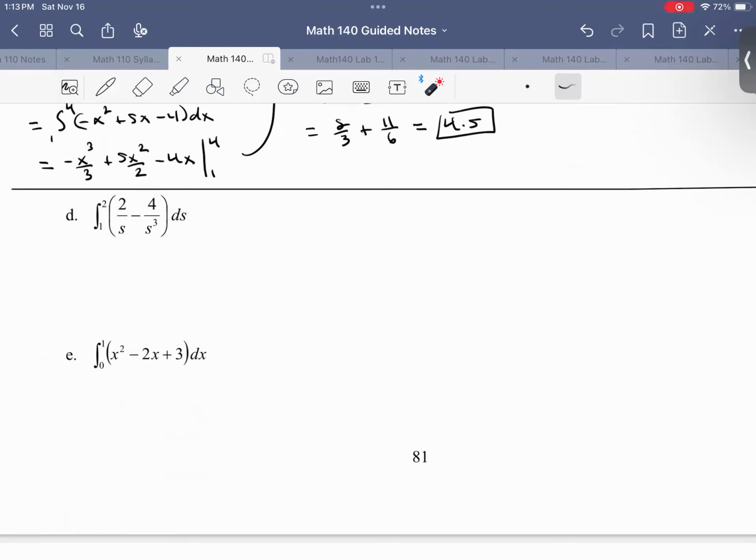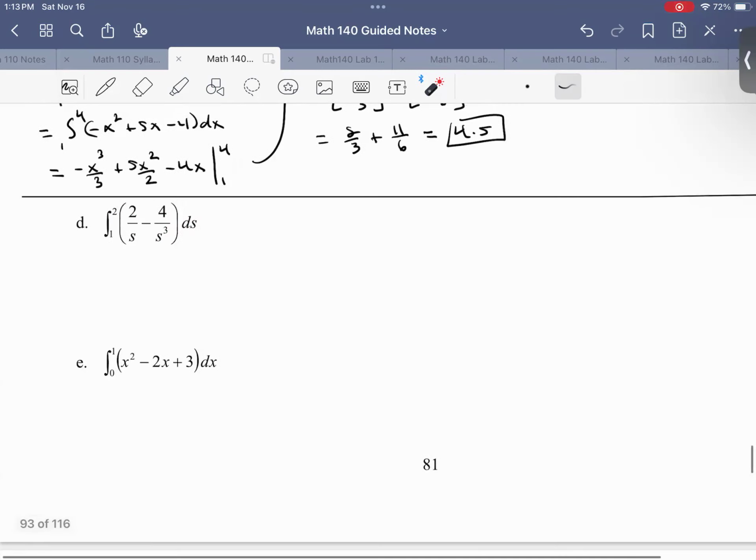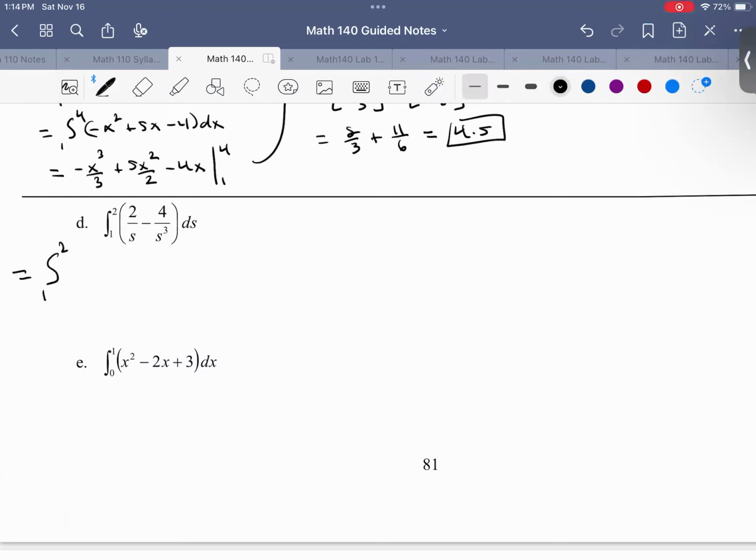So what I need to do is rewrite this s cubed. I'm going to move it up to the top, and maybe take out this 2 so that it'll be easier to see what the integration of 2 over s would become. But let's rewrite it. We have integral from 1 to 2. I'm going to take out the 2, so it'll be 2 times 1 over s. And I'm going to bring up that s cubed to the numerator, making it a negative exponent so that I can integrate. Okay, don't forget your differential.